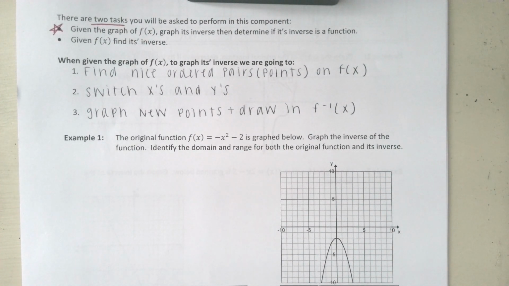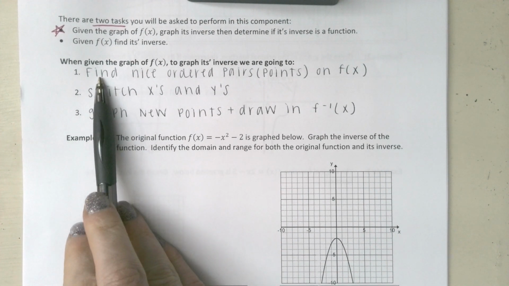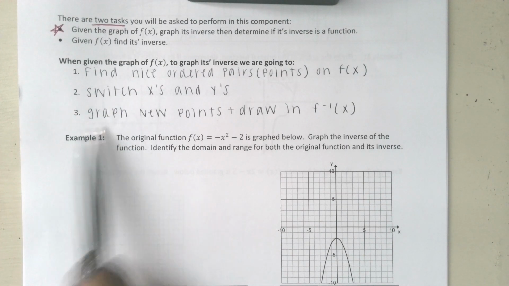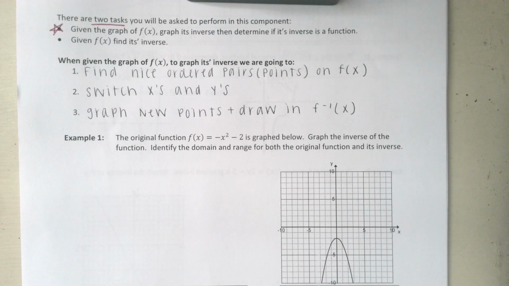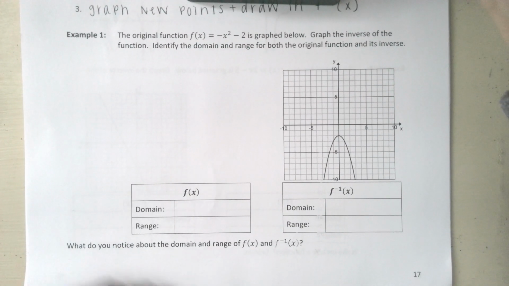So what's kind of tricky about these is that the equation that they give you each time might look a little bit different, but regardless of what that equation looks like, we are always going to follow these 3 steps. Find some nice points, switch the x's and y's, and then graph those new points to find the inverse. Let's go ahead and take a look at example 1.